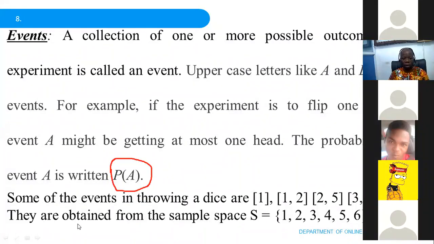They are obtained from the sample space S equal to 1, 2, 3 up to 6. So if you want to write a sample space, we write the set of possible outcomes 1, 2, 3, 4, 5, 6, because a die has 6 faces. Please, the whole of our conversation in this lesson is going to be a coin, a die, and the color of some items.